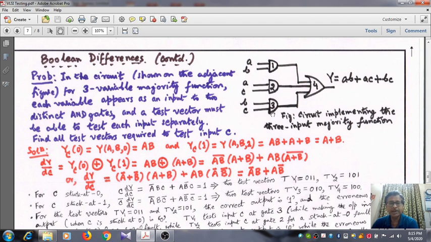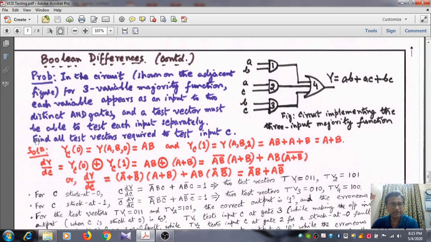Now whenever you test for A stuck at, say, stuck at 1, the test vector should test separately for gate 1 and gate 2 because A is appearing both at gate 1 and gate 2. So the set of test vectors must be able to test separately for the fault occurring here and the fault occurring here. Okay, let us see.